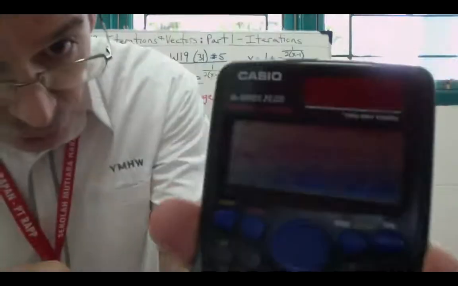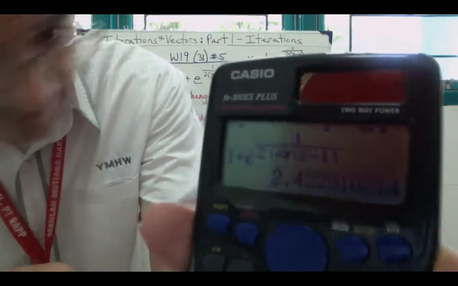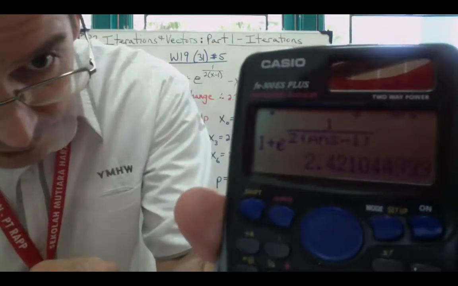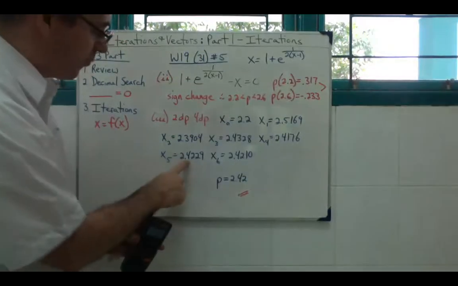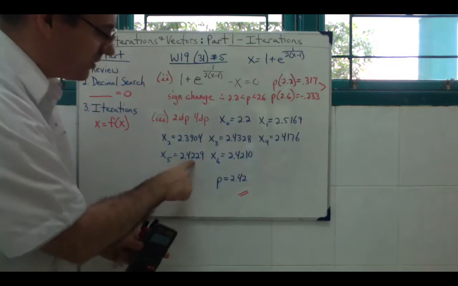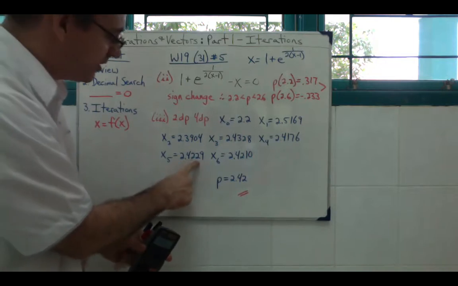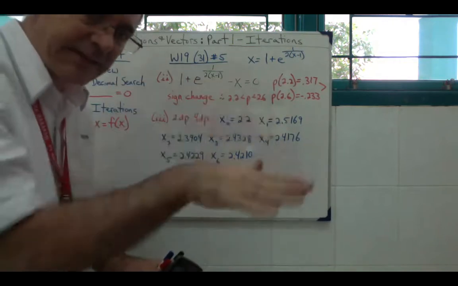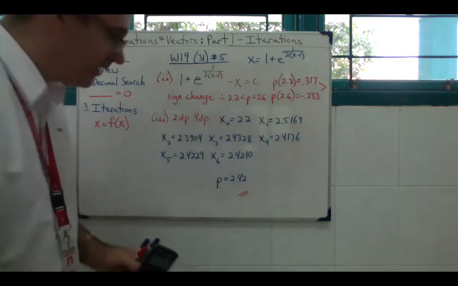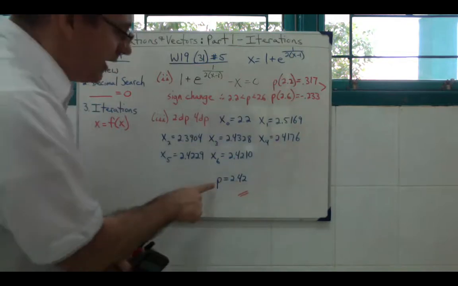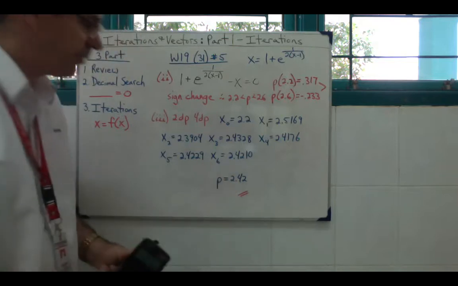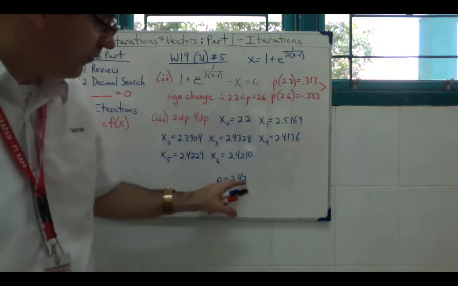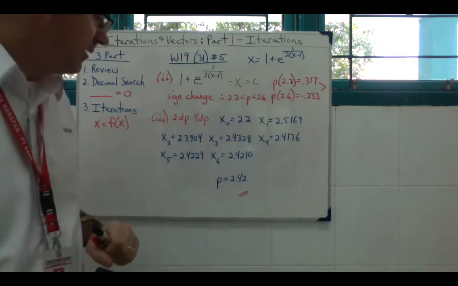So now we get 2.4229. And then we hit equals one more time. And we have 2.4210. So we can see that the 2.42 is accurate to 2 decimal places. This isn't going to go any higher. This one isn't going to go any lower. It's kind of oscillating back and forth as it gets closer to that exact value or that approximated value. And so we now have it accurate to 2 decimal places, so we can stop the iterations and say that P equals 2.42 and it's accurate to 2 decimal places.